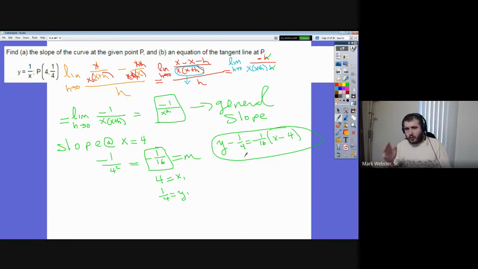This answer is correct. It's a final answer. It is an equation. It represents the tangent line that they want. Why would you do more than that? Don't do more than that.